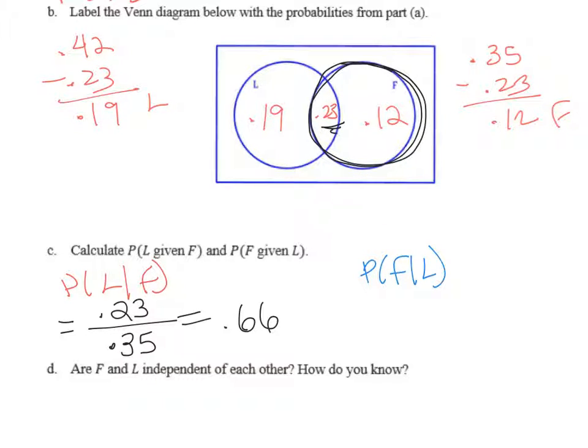We can do the same thing with F given L. That means we're only going to look at the L circle. So your denominator is 0.42. Now again, the only part that contains F there is the 0.23. So if you divide, we get 55%.